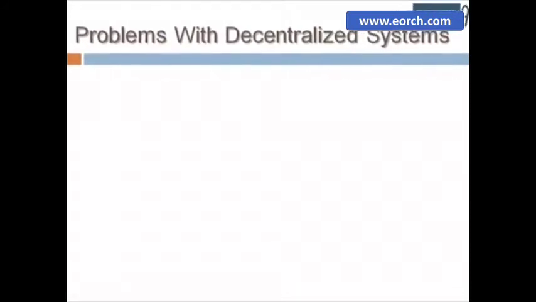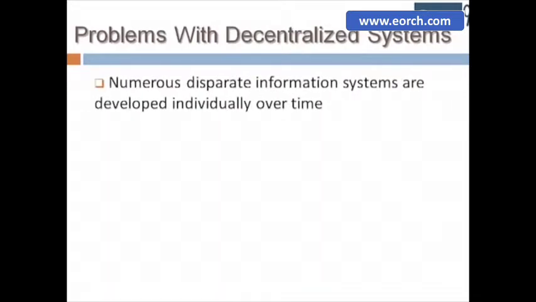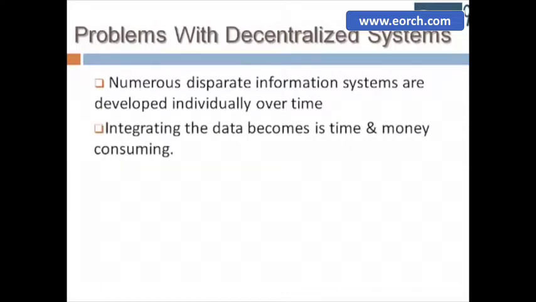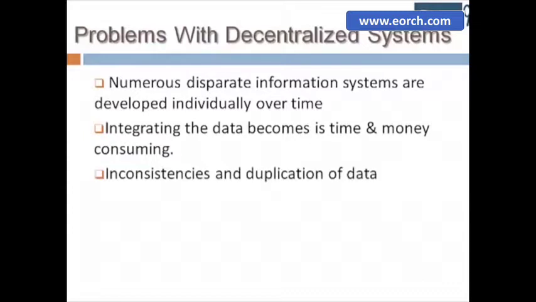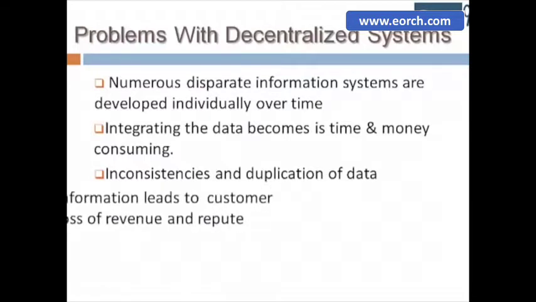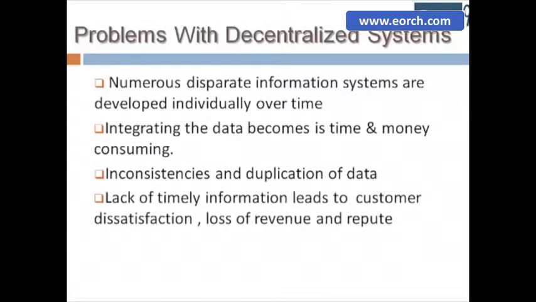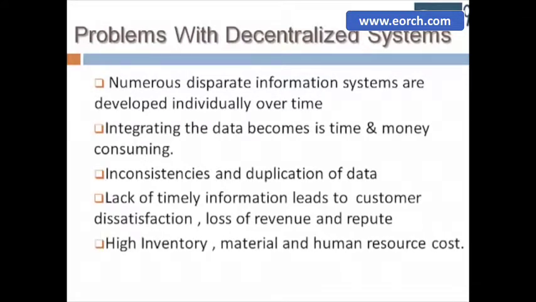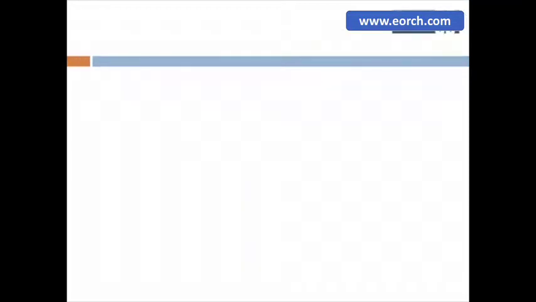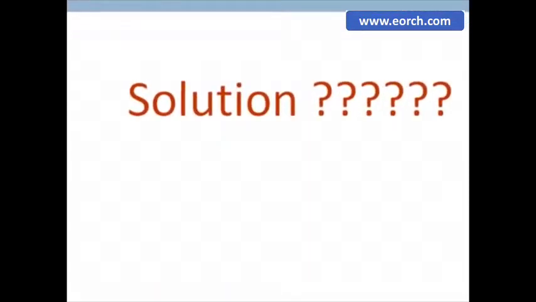These are just a few of the many problems with decentralized systems. Some major problems with the decentralized system are: numerous disparate information systems that are developed individually over time and are difficult to maintain. Integrating the data is time and money consuming. Inconsistencies and duplication of data. Lack of timely information leads to customer dissatisfaction, loss of revenue, and reputation. High inventory, material, and human resource costs. These are just some of the major drawbacks for which we need a solution.